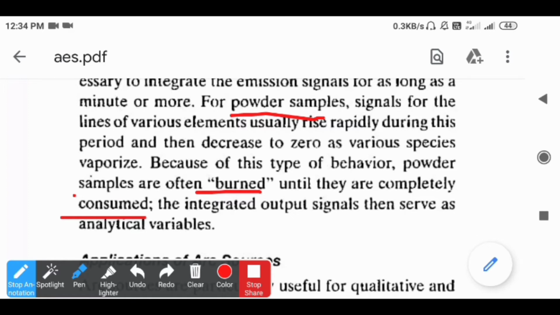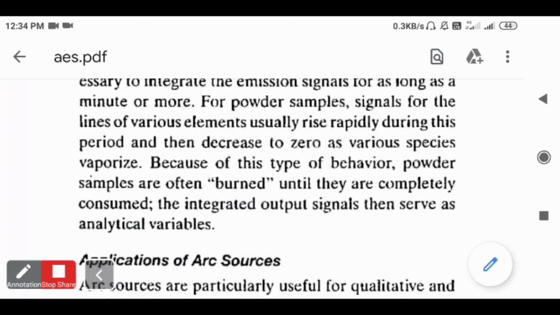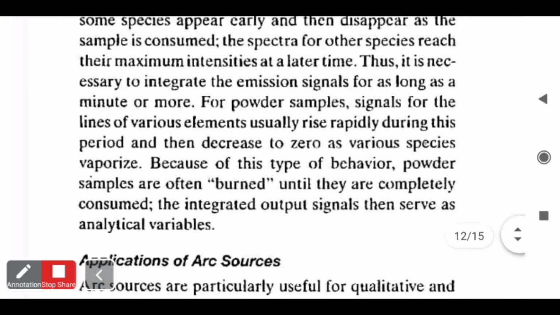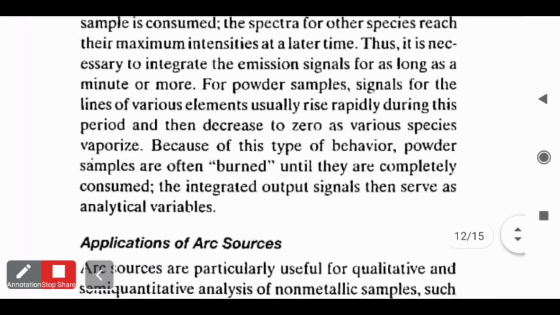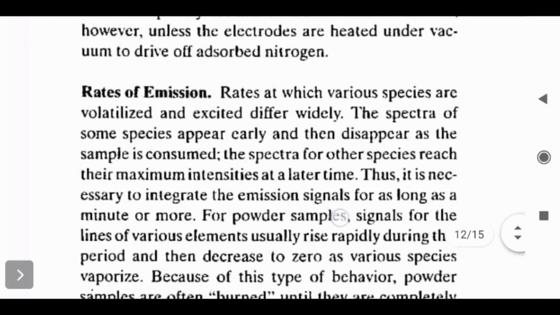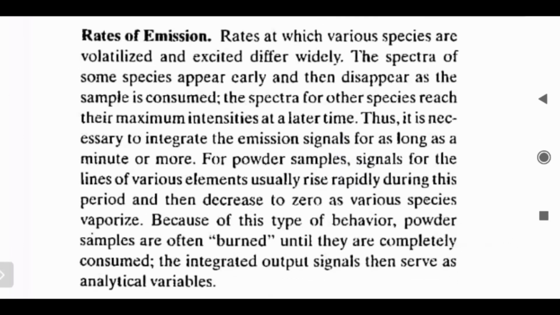So we need to integrate this output signal, then only can we get the proper result which will be used for our analytical purpose. Okay, so this is the rate of emission which is defined for the various species. Rate of emission is useful for integrating our overall samples.